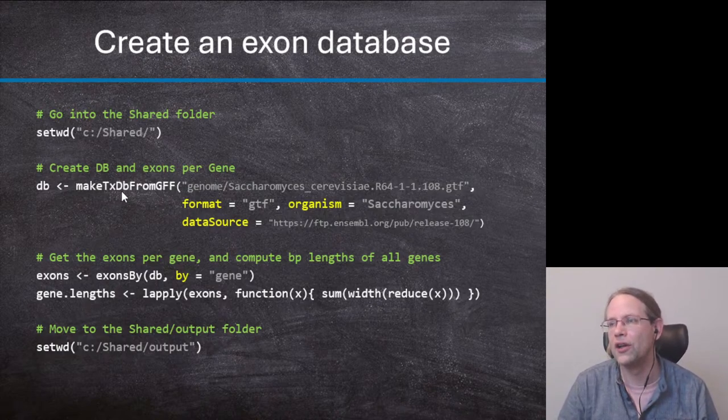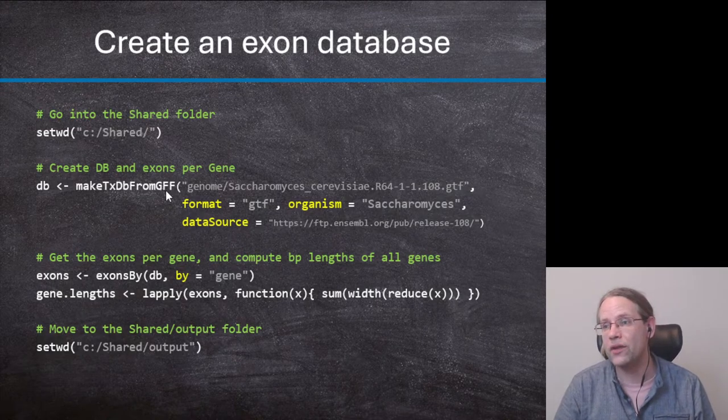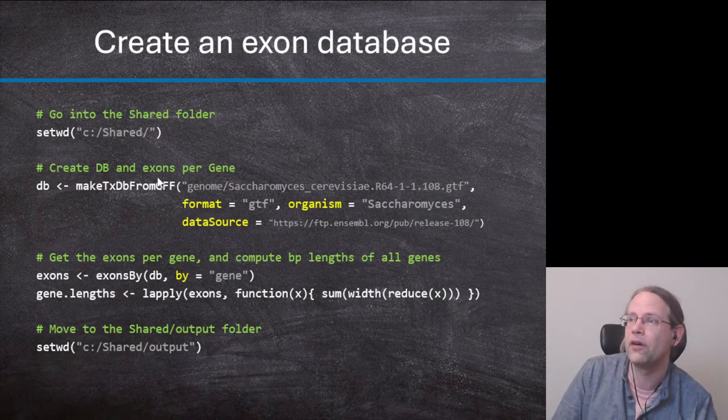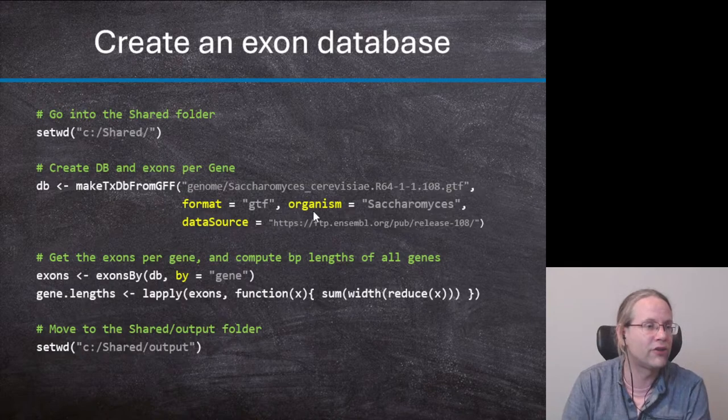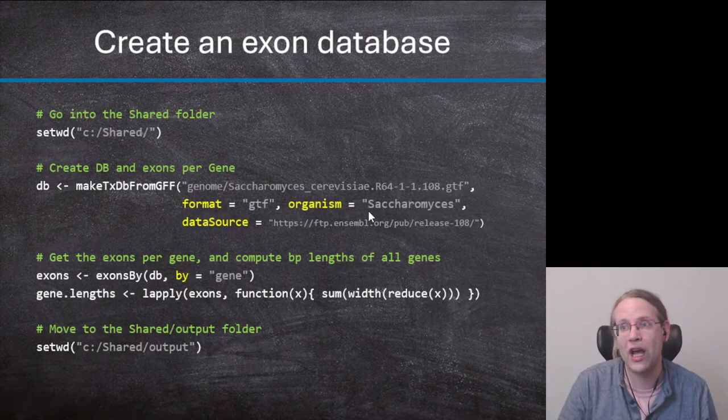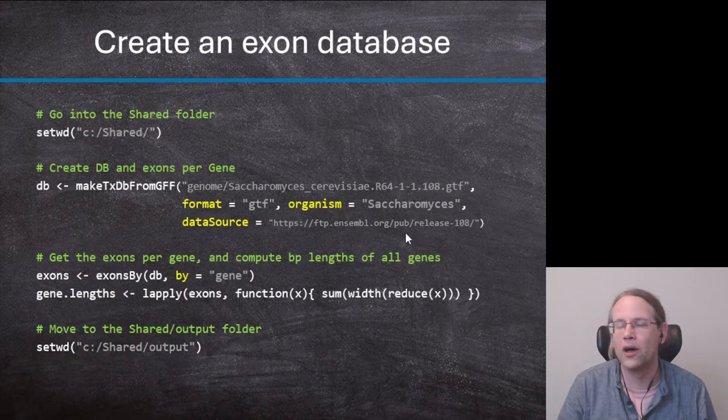This is makeTxDbFromGFF, and this takes a GFF or a GTF file. Since we have been using the GTF file, I'm just using the GTF file. The GTF file is located in the genome folder, and it is called Saccharomyces_cerevisiae.R64-1-1.108.gtf, right? So this is just the path to the GTF file. I'm going to specify that the format of this file is GTF, and then you can add the organism name, which is Saccharomyces, and the data source. These last two are not required, so you can also leave those empty, but it's better to add them in, because then it knows which organism we're working on, and it also knows which release we have been using.